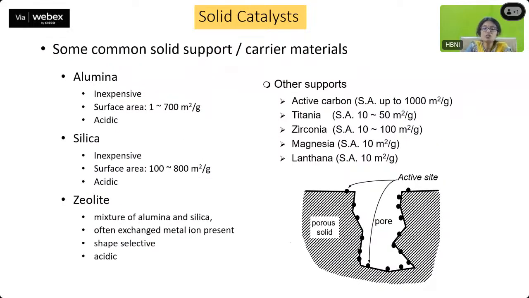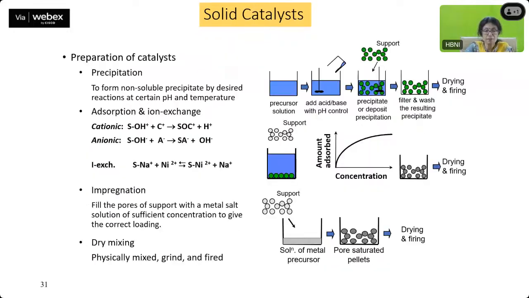So which are some of the common solid support or carrier materials you'll find? You can have alumina, silica, zeolites. And there are other supports also: active carbon, titania, zirconia, magnesia, lanthanum oxides, and these kinds of things. So what are those active sites? You can have a porous solid with pores, and on the pores you can have different metal oxides which are dispersed. And these are nothing but your active sites in the catalyst.